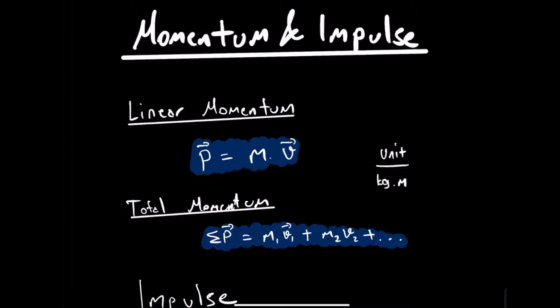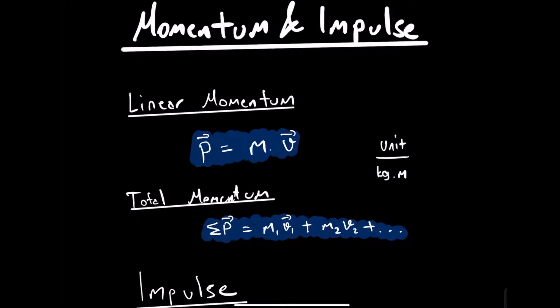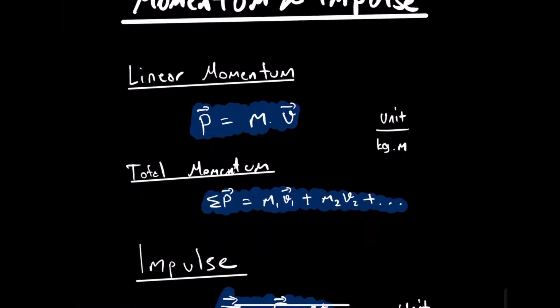Hello everyone, in this video we're going to be talking about momentum and impulse. Linear momentum is defined as P equals mass times the velocity, and the units are kilograms times meters per second. The momentum of an object is directly related to its inertia. The higher the momentum, the harder to stop the object. And the total momentum is just a combination of all the momentums inside a closed system.